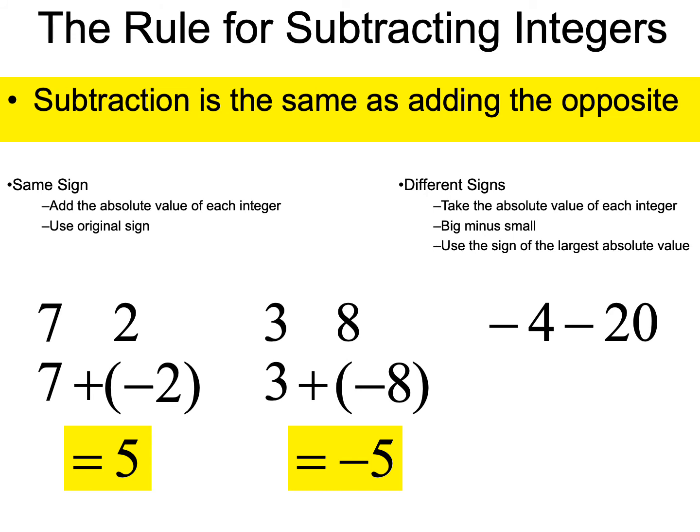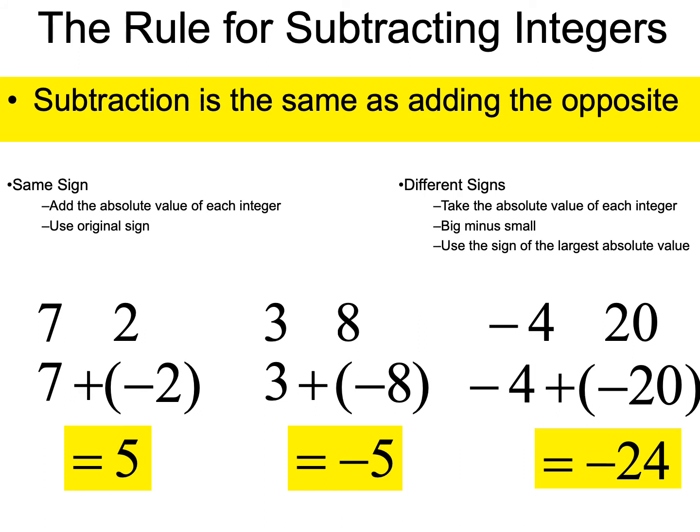The last one, I don't get rid of both minus signs. I just get rid of the subtraction symbol. The first one says negative 4 minus 20, so I get rid of that middle minus sign. I rewrite it as addition, negative 4 plus the opposite of 20, which is negative 20. This time I have same signs. I got a negative 4 plus a negative 20. That means I add the two numbers. 4 plus 20 is 24. And since I was adding negatives, my answer is negative.